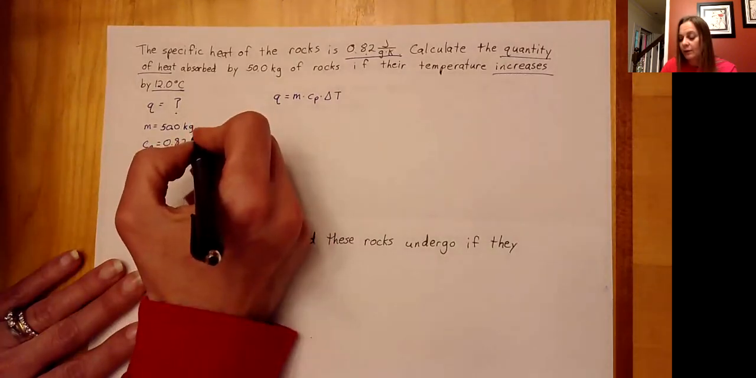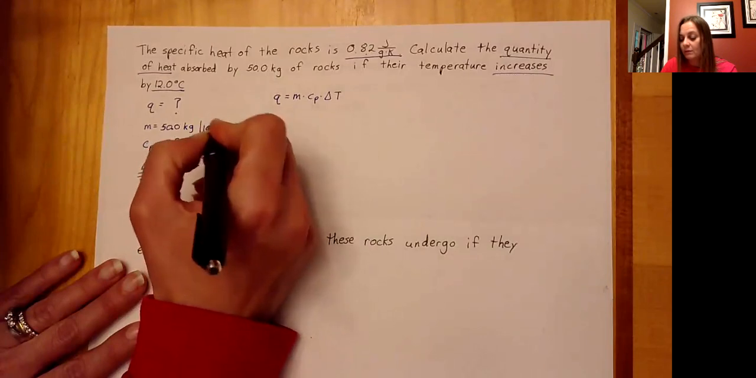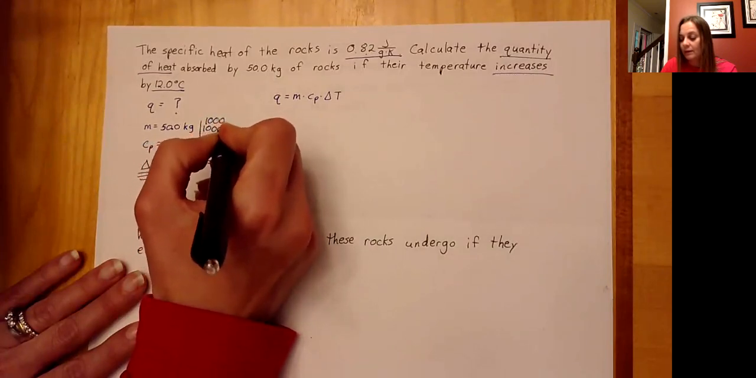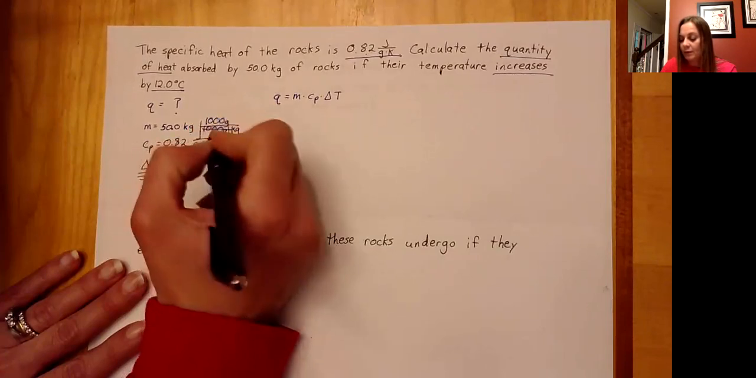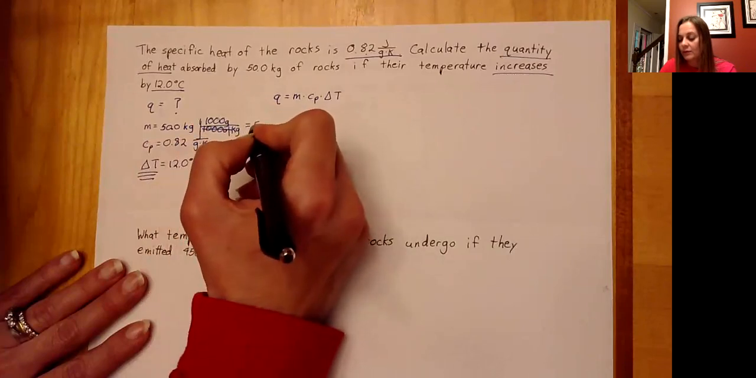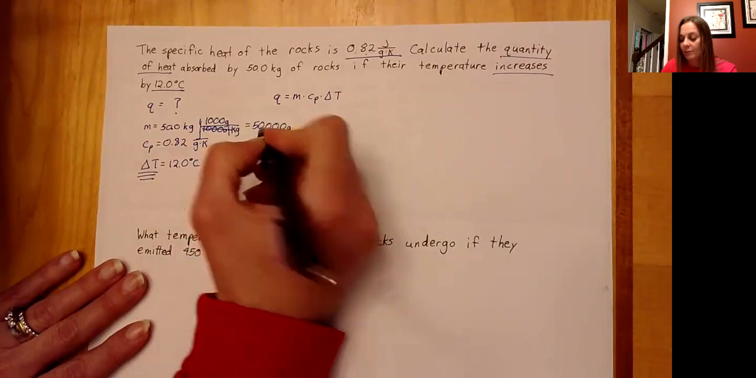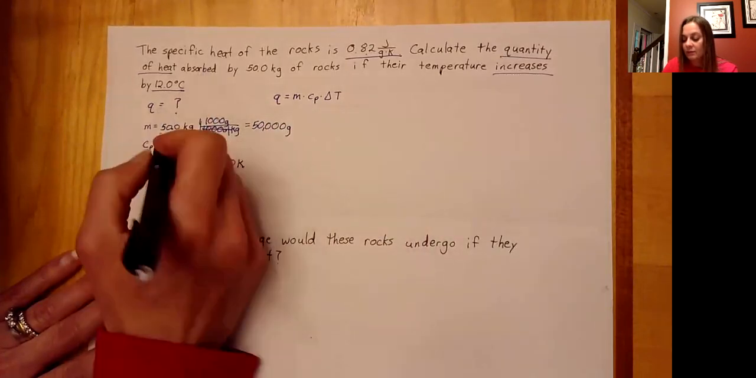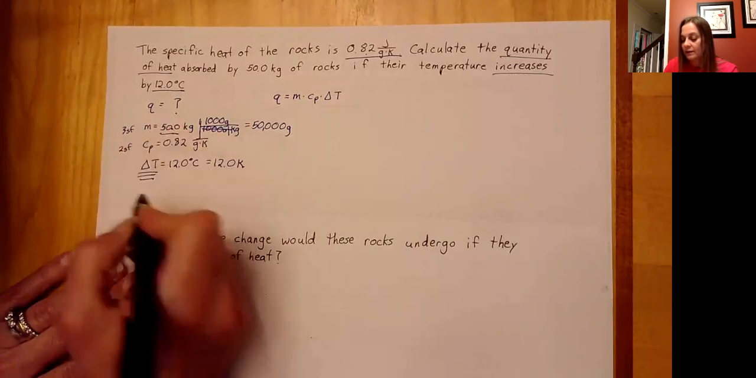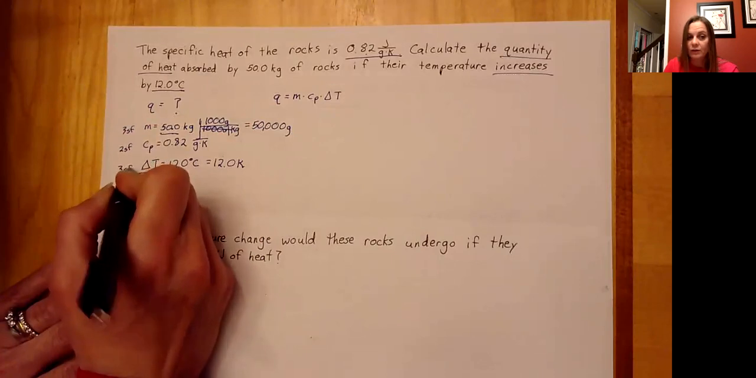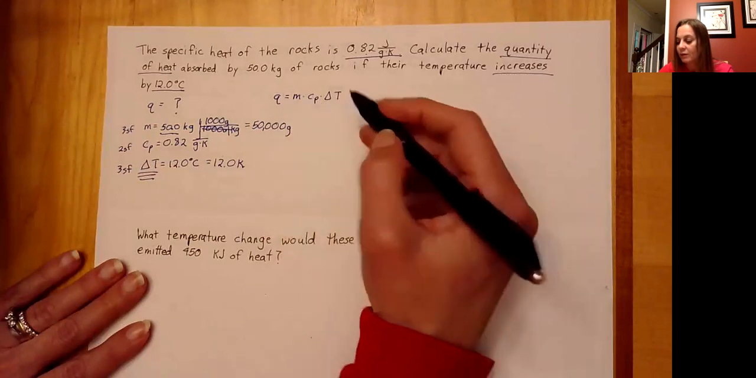So I know that there are 1,000 grams in 1 kilogram. And so I'm going to multiply by that, and I'm going to have 50,000 grams. Now, I'm bearing in mind that this has 3 sig figs, this has 2 sig figs, and this has 3 sig figs. So my answer should have 2 significant figures. So now I can plug everything into my equation.